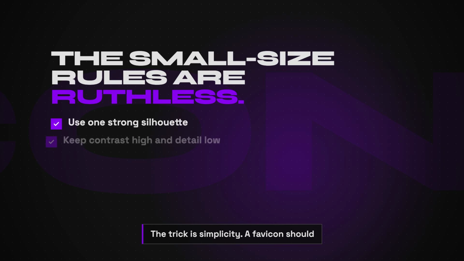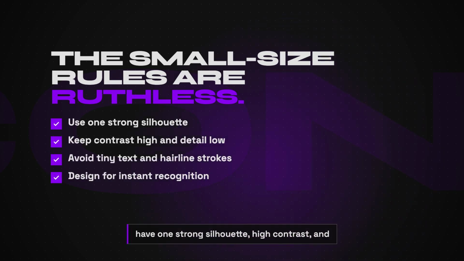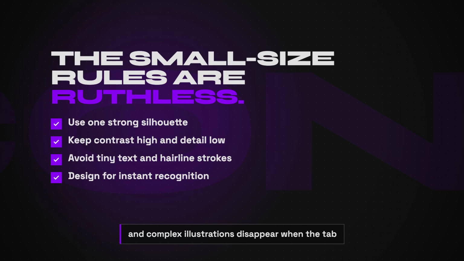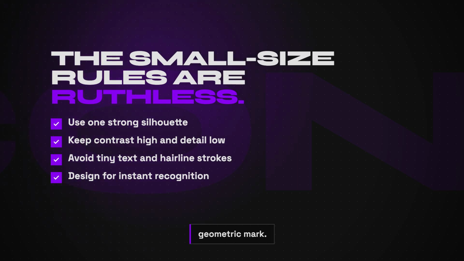The trick is simplicity. A favicon should have one strong silhouette, high contrast, and very few details. Thin lines, tiny text, and complex illustrations disappear when the tab gets small. Think symbol first: a spark, shield, leaf, bolt, letter, mascot head, or geometric mark.